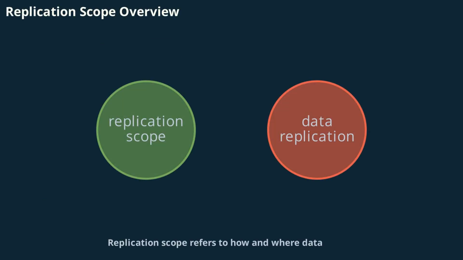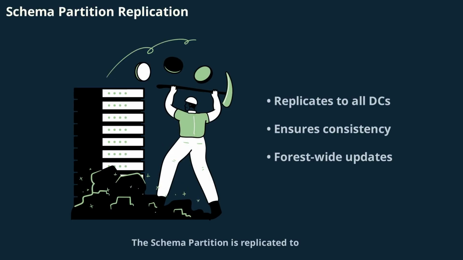Replication scope refers to how and where data from each partition is copied across the network. In Active Directory, not all data is replicated everywhere. Instead, the replication scope is determined by the type of partition. This design optimizes network traffic and ensures that only necessary data is shared with the right domain controllers, maintaining both efficiency and security.